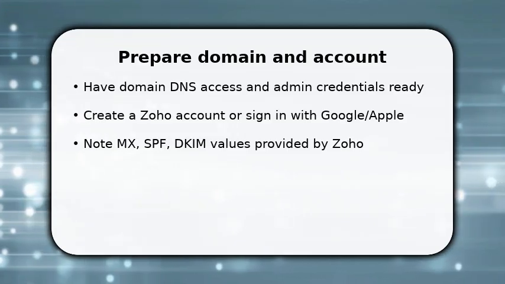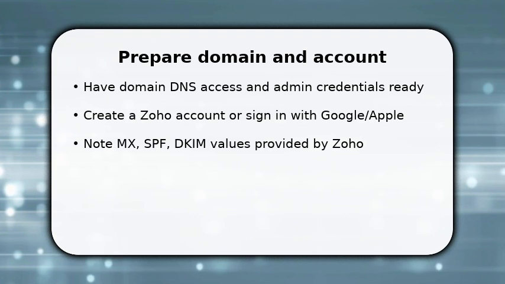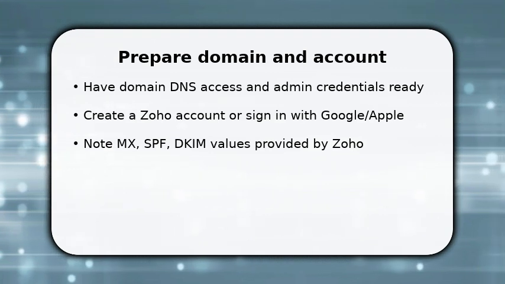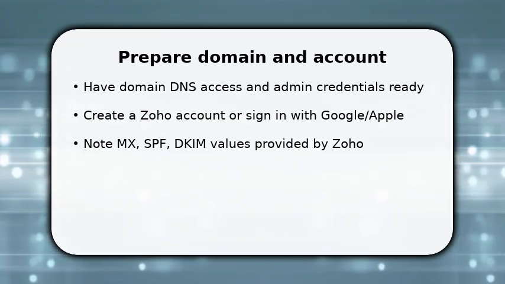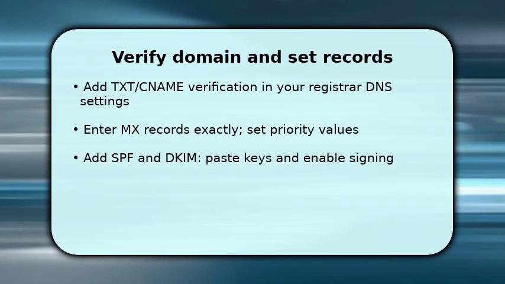Once done, leave this tab open while you switch to your registrar to add records. Now you verify and configure mail flow. At your registrar, add the TXT or CNAME record Zoho gave. DNS propagation can take minutes to hours, so check TTL.